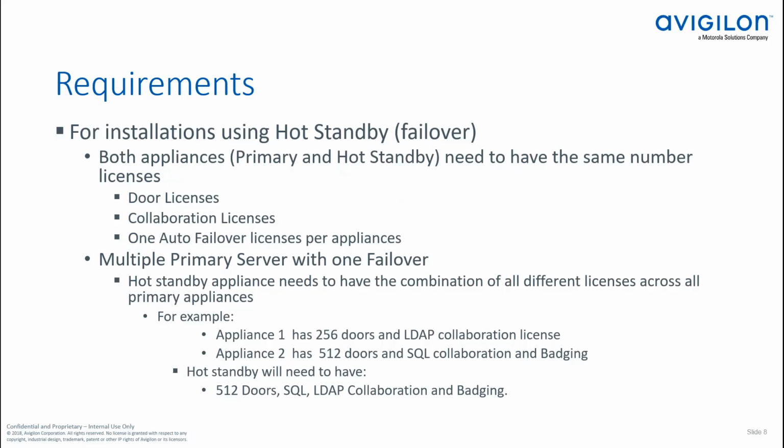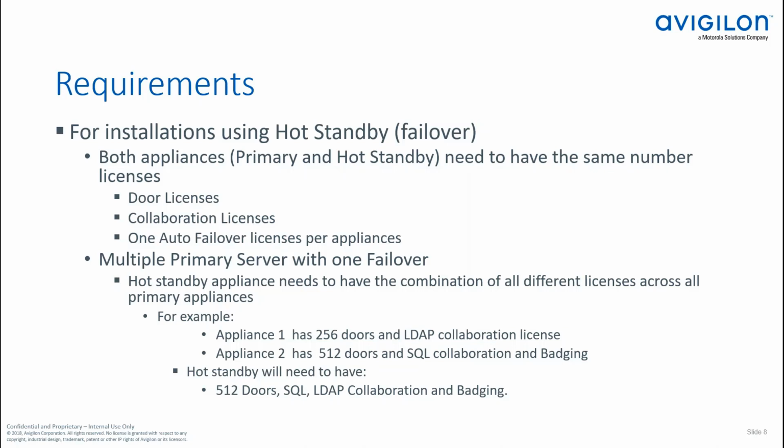Here are some of the requirements. For installations using hot standby, both appliances, primary and hot standby, need to have the same number of licenses. So if you have door licenses, collaboration licenses, or any other additional license in your primary server, the hot standby needs to be a mirror of that primary. Besides that, both servers, primary and hot standby, need to have the auto failover license.